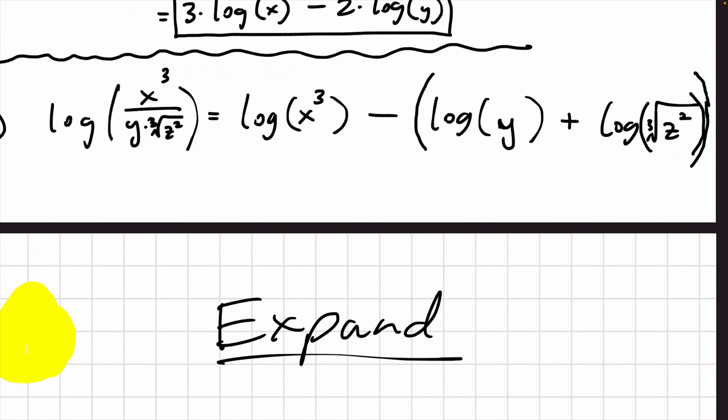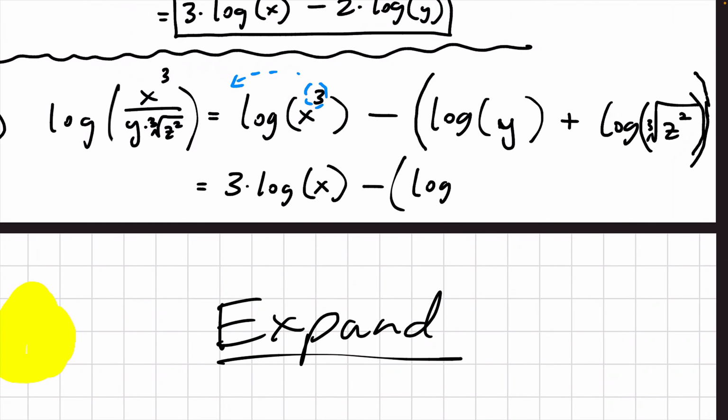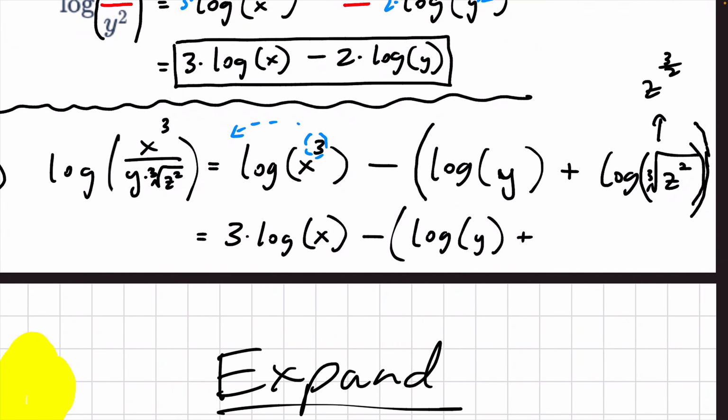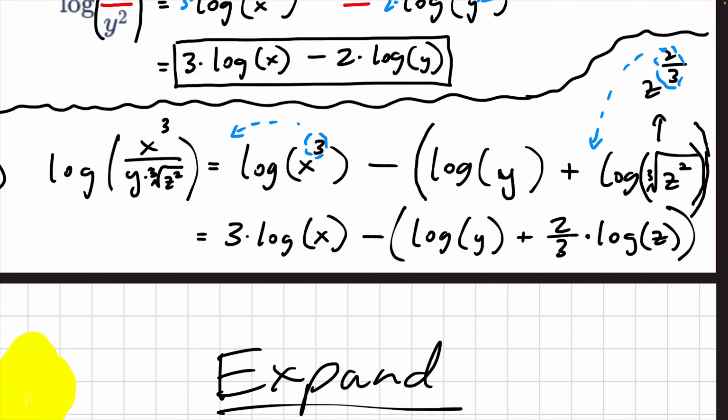Powers. 3 moves to the front, right? X is now bare bones. Y didn't have a power to begin with, so it's already bare. Here's kind of not a trick question, but kind of a thinker. What power does the z have? Not 2. 2/3. Yeah, 2/3. Why 2/3? Because it has a power of 2 and a root of 3. So that 2/3 has to come to the front now. That 2/3 is going to go right in front. 2/3 times log of z. There you go. Now you're done.